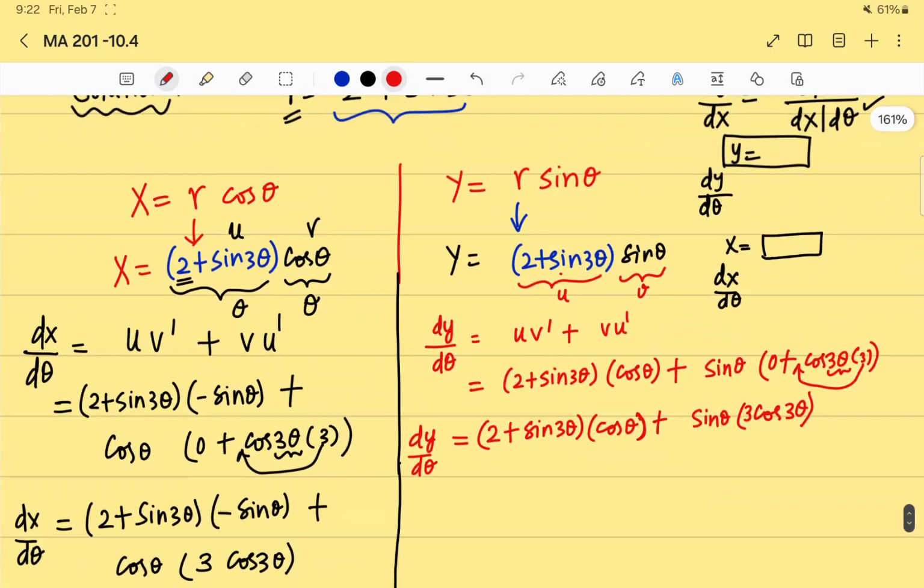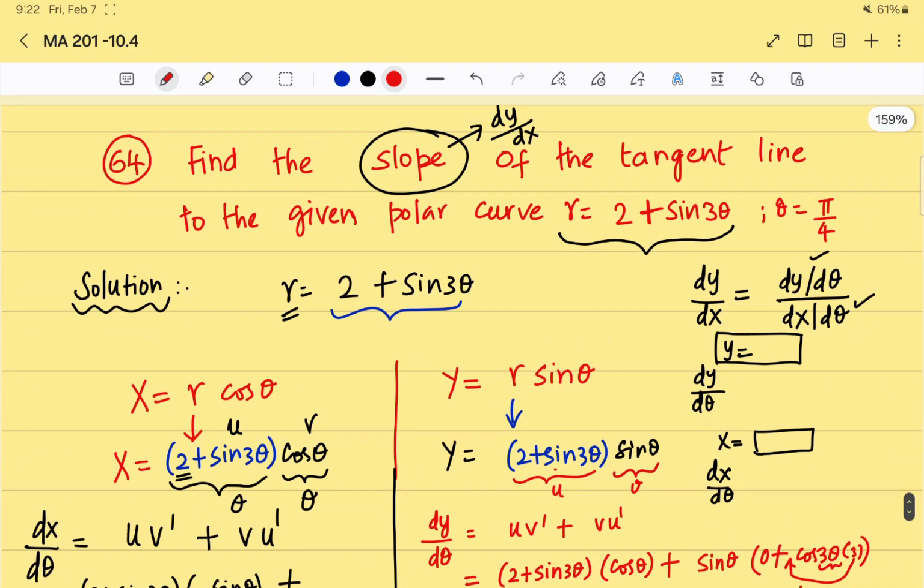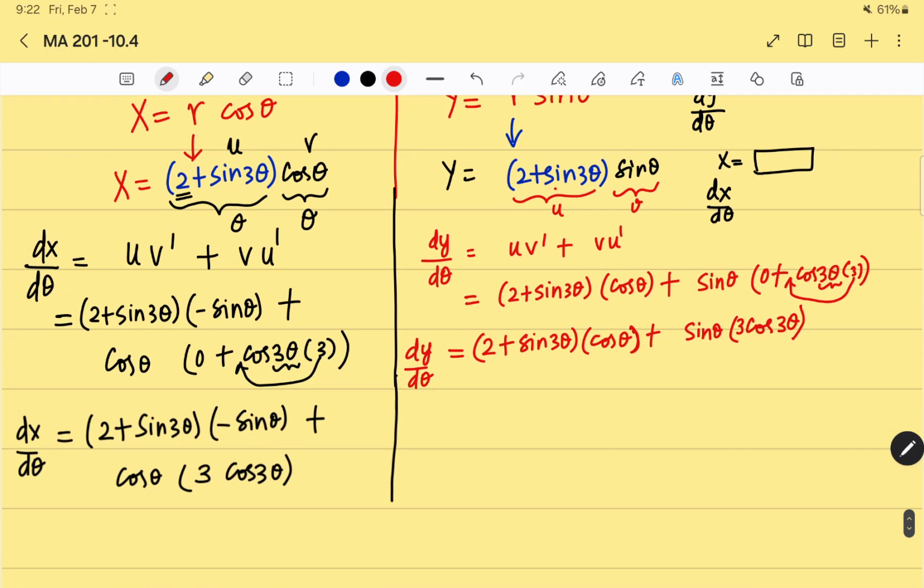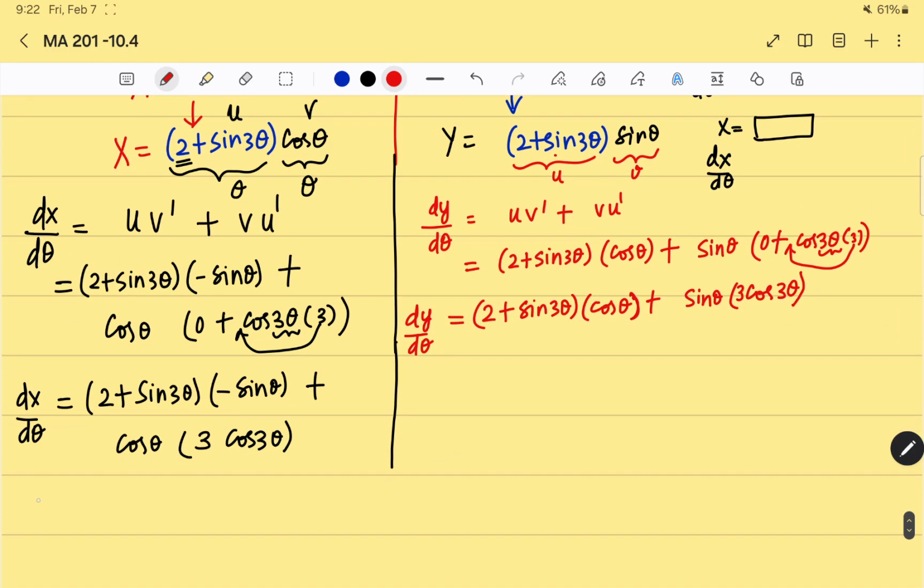What is our question? We are going to calculate the slope. Slope is a constant, which is a number. So what do we need to do? We have to substitute theta is equal to pi by 4. So let me substitute dx by d theta at theta equals pi by 4.